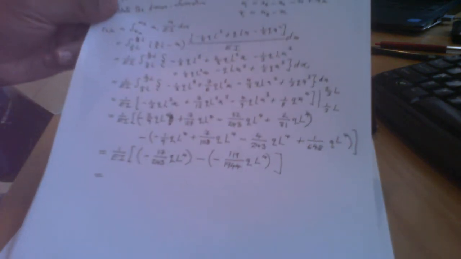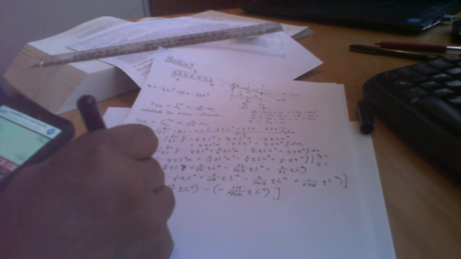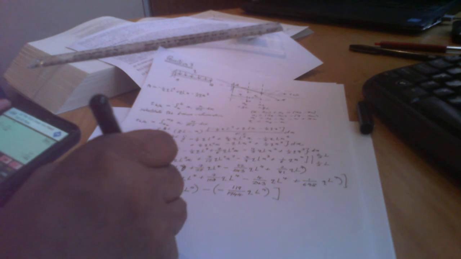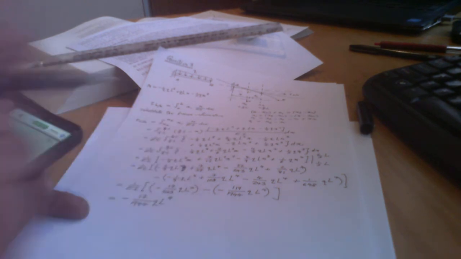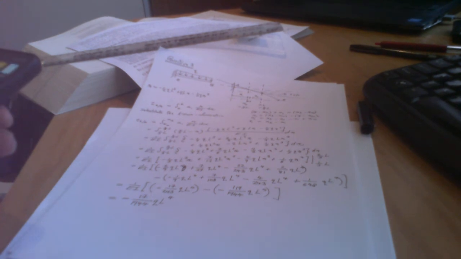Okay, we just have to take the difference. So we have minus 17/243, minus and minus, we add it up, 119/1944, and then we get a final answer of minus 17/1944 QL to the 4th power, which does appear to be correct.